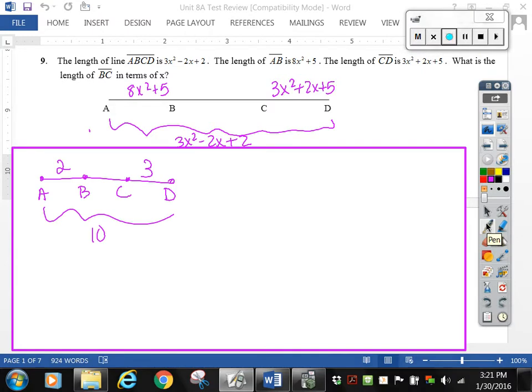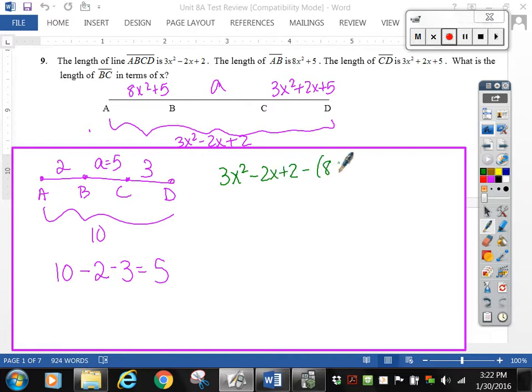Okay, so if I gave you this problem and asked you what is the length of BC, what would you do? You would say the whole line is 10, so you would subtract 2 and 3, which would give me 5. So then I would know BC equals 5. Well, we're going to do exactly the same thing here. We're going to take the entire length of the line and we're going to subtract the other two lengths.